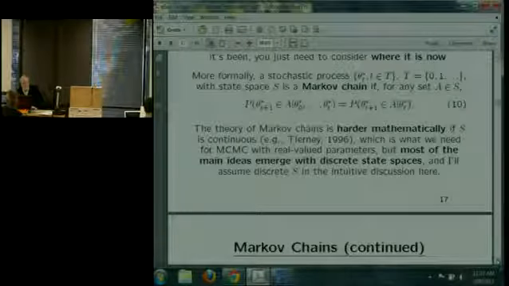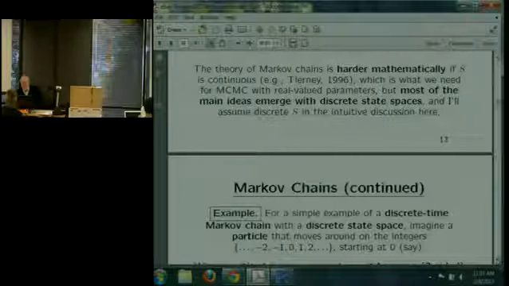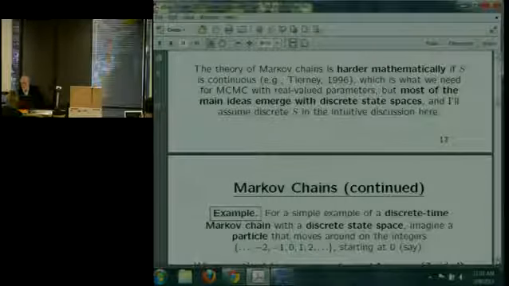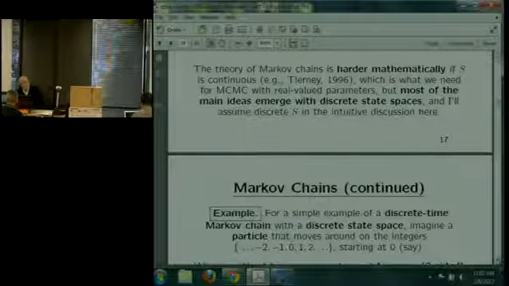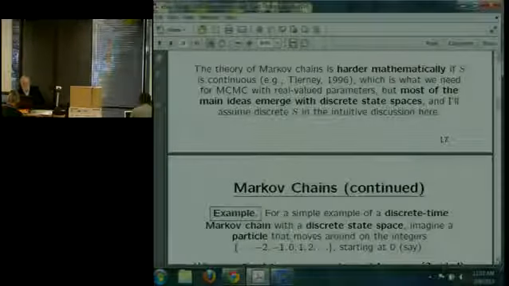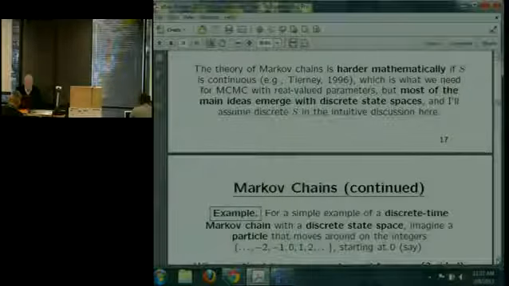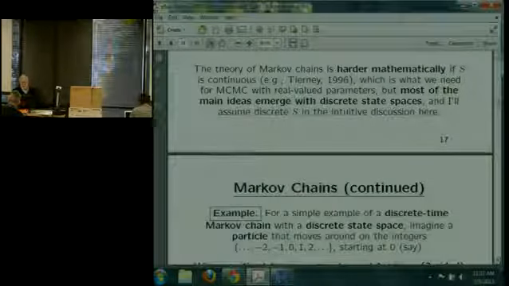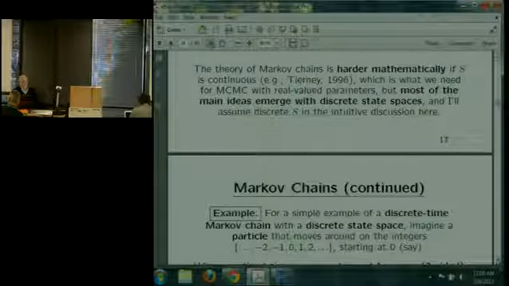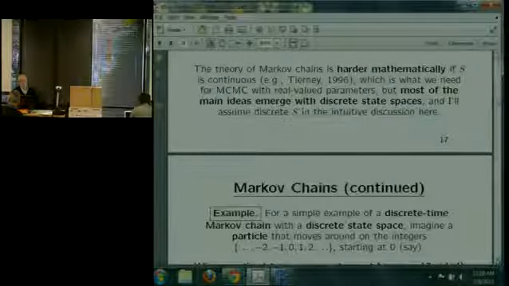So here's an example. Here's a discrete time Markov chain with a discrete state space. We want to think about a particle like a ball, and it moves around, but it only lives on the integers. And I'm thinking about the integers that go all the way out to minus infinity and all the way out to plus infinity. And we start the ball off at 0. So you could build all manner of Markov chains that describe how the ball could move from 0 to practically any other integer you could imagine.